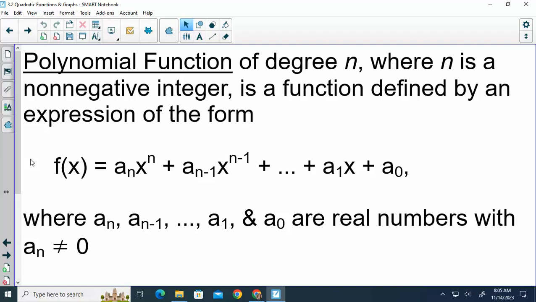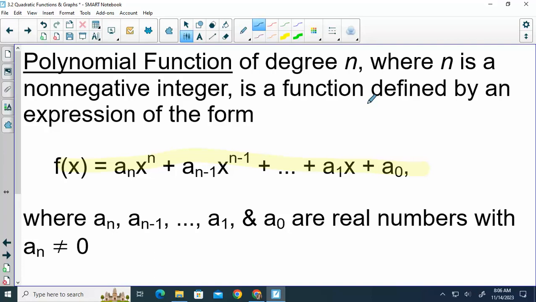So a polynomial function of degree n, where n is a non-negative integer, is a function of this form. You have a sub n x to the n plus a sub n minus 1 x to the n minus 1, and so on. This is on your notes handout. You're filling in the blank here, writing this down. So basically, with a polynomial, you are just adding powers of x.